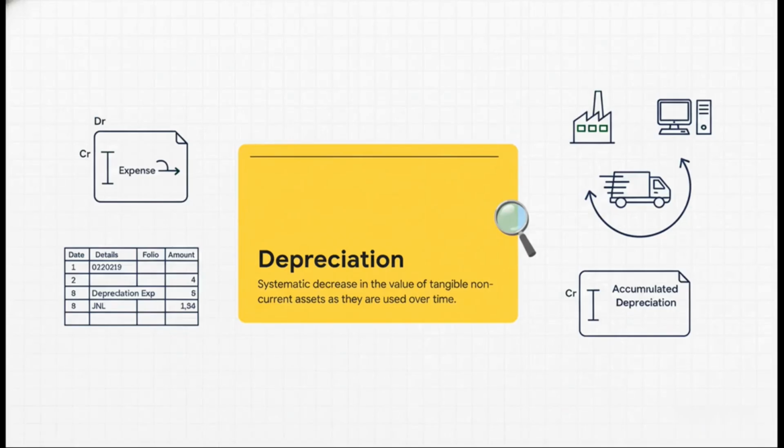Well, the answer is a process called depreciation. And this isn't just a random number we pluck out of the air. It is a systematic process. We're officially recognizing that as we use a tangible, non-current asset, something physical the business owns for more than a year, we are bit by bit using up its economic value.